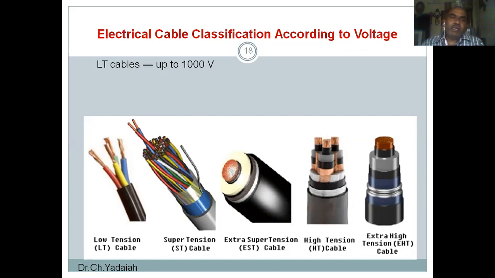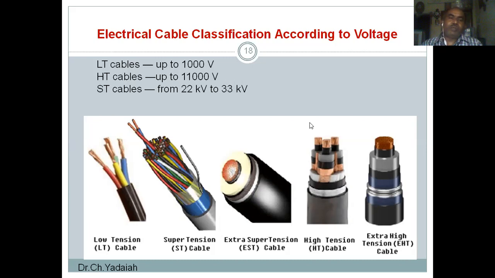Coming to HT cables, the high tension cables, the voltage is above 1000 volts and less than 11 kV. Here the voltage increases, so care should be taken more with the insulation. You can see the insulation: this cable is an LT cable and this cable is a high tension cable. The number of layers of insulation has to be increased.